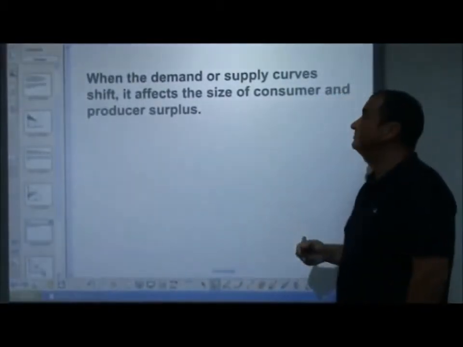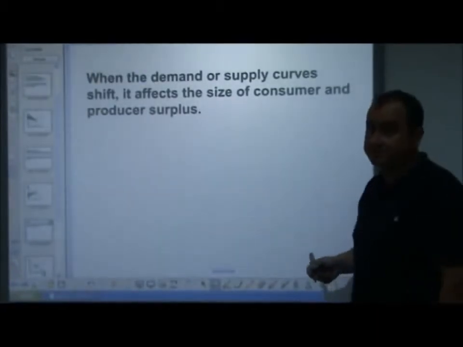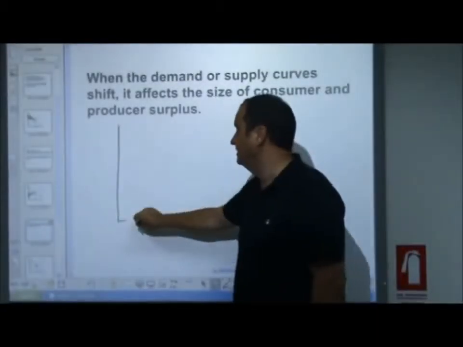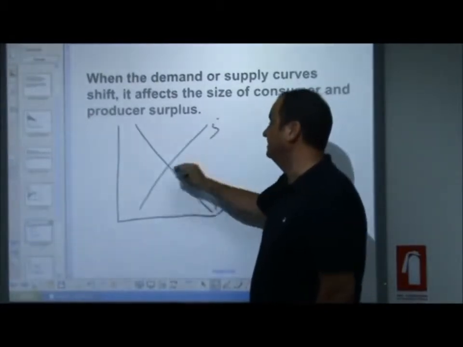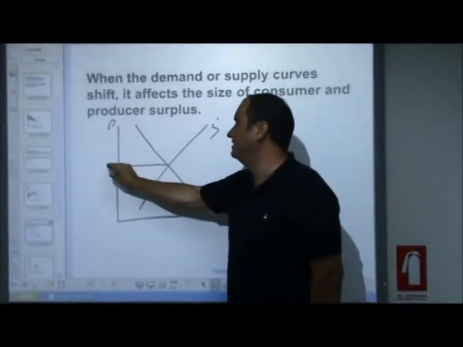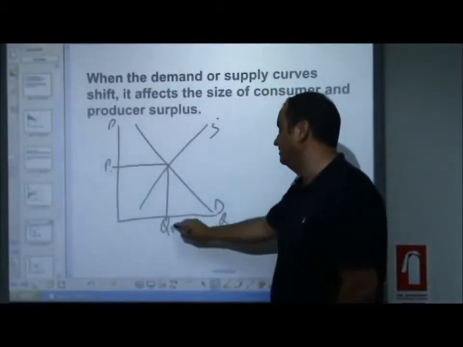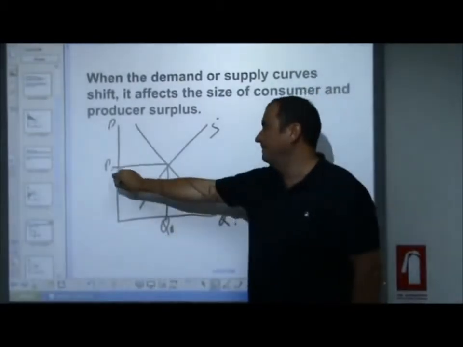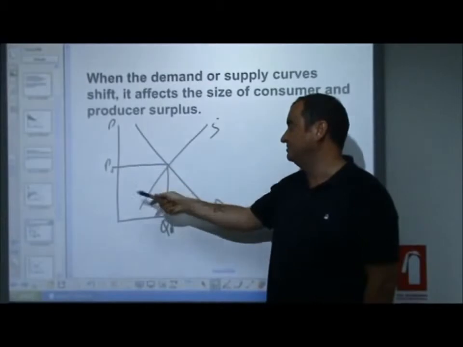Now, when demand or supply curves shift, it affects the size of consumer and producer surplus. Let's have a look. Here's a market. There's the demand curve, there's the supply curve, price, quantity. And we have an equilibrium price of P1 and an equilibrium quantity of Q1. So, at the moment, here is the consumer surplus, here is the producer surplus.